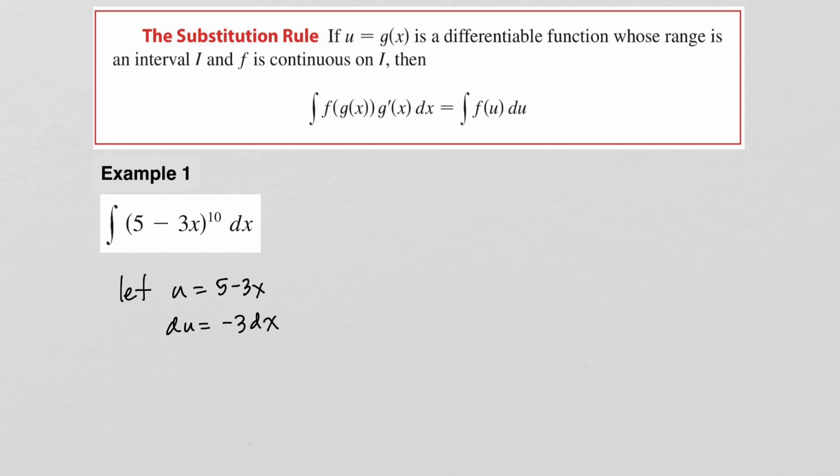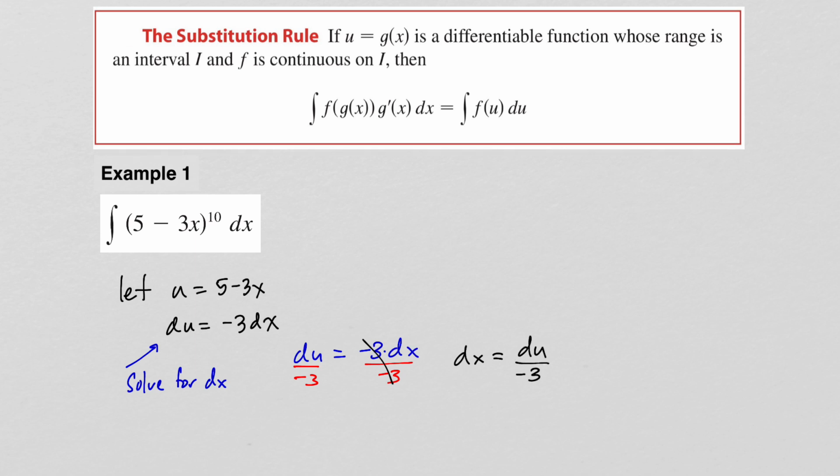Another way to do this problem is to go back to your substitution here and solve for dx. So if du is equal to negative 3 times dx, I can divide both sides by negative 3, and that would cancel the negative 3 here, and we would get dx is equal to du divided by negative 3.